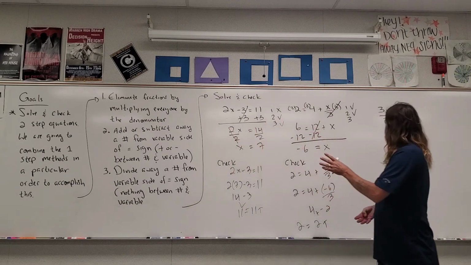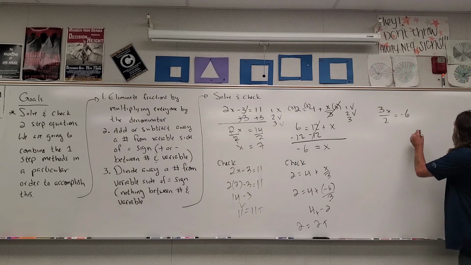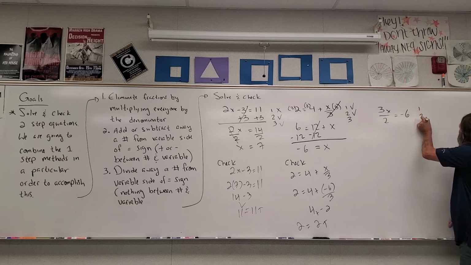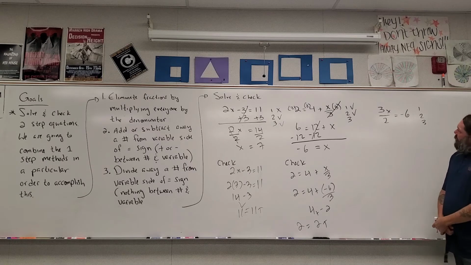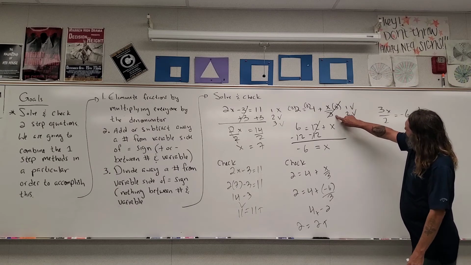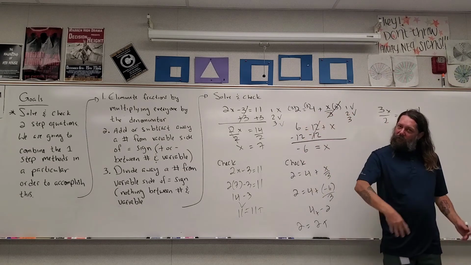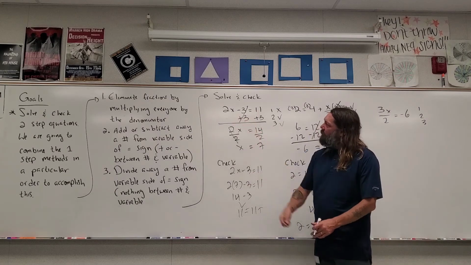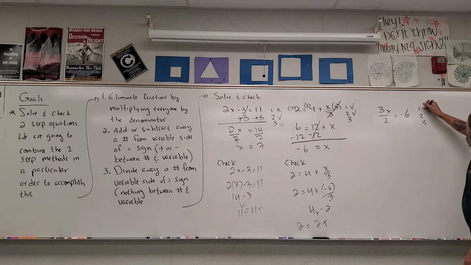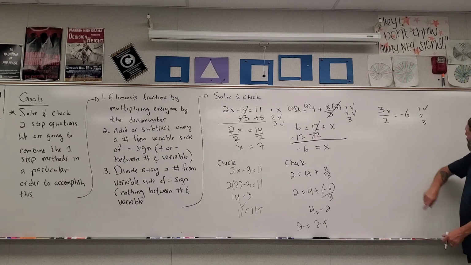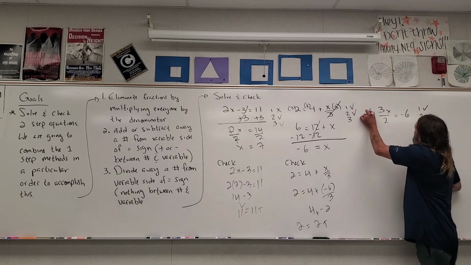All right, last problem. 1, 2, and 3. Now this one's a little tricky. Now I want to point something out. It either cancels or it multiplies. It can't do both. And I'm referring to the first step, eliminate fractions by multiplying everyone by the denominator. I have a fraction, so I need to do step 1. So I'm going to multiply everybody by my denominator, which is 2.